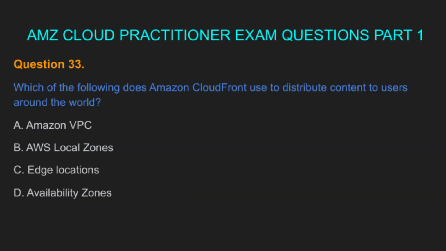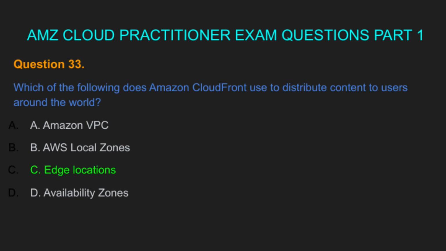Question 33. Which of the following does Amazon CloudFront use to distribute content to users around the world? A. Amazon VPC. B. AWS Local Zones. C. Edge Locations. D. Availability Zones. The answer is C. Amazon CloudFront is a content delivery network, CDN, that uses a global network of edge locations to distribute content to users around the world. When a user requests content that is served by CloudFront, the request is routed to the nearest edge location, where the content is delivered to the user with low latency.